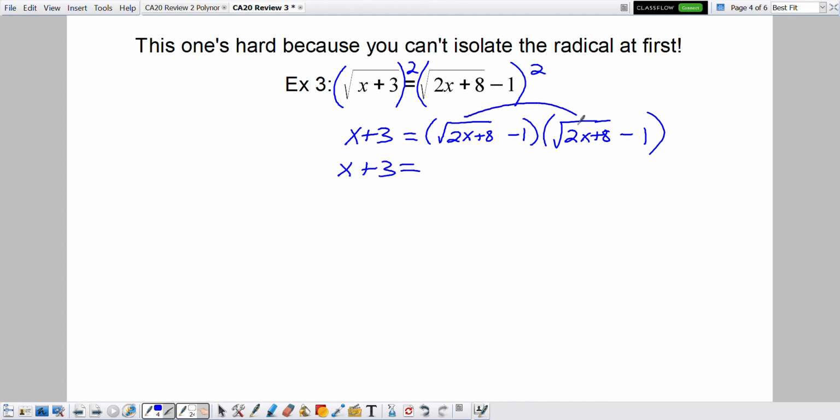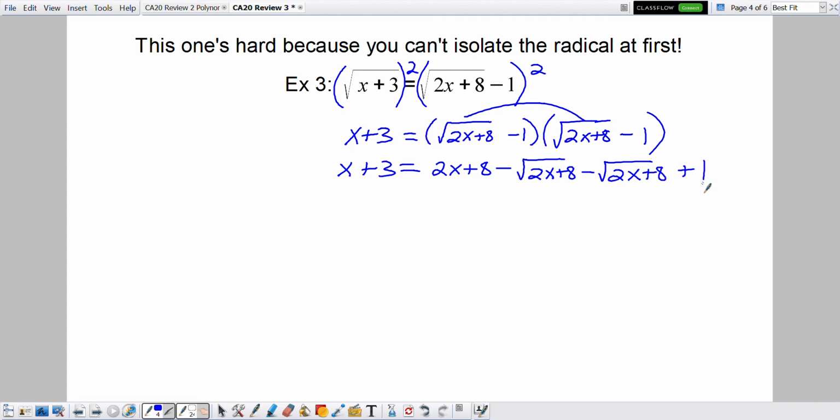If you distribute this times this, the square root of 2x plus 8 times the square root of 2x plus 8, the square root cancels out, you get 2x plus 8. But then you get minus, because you do the square root of 2x plus 8 times negative 1, it becomes minus the square root of 2x plus 8. Then you do negative 1 times the square root of 2x plus 8 again, and you get minus the square root of 2x plus 8. And finally, negative 1 times negative 1 is positive 1. It's really that much work.